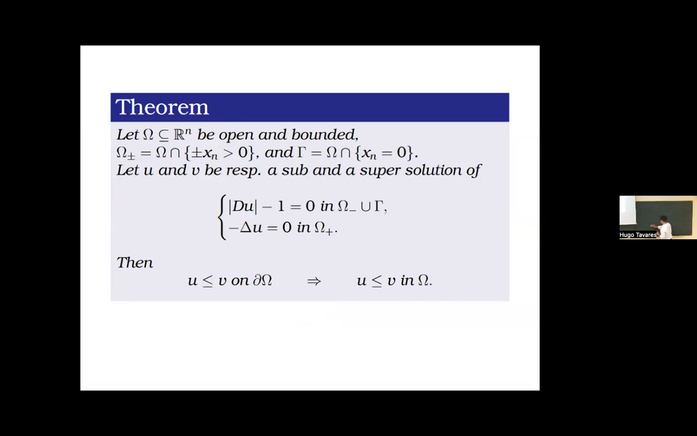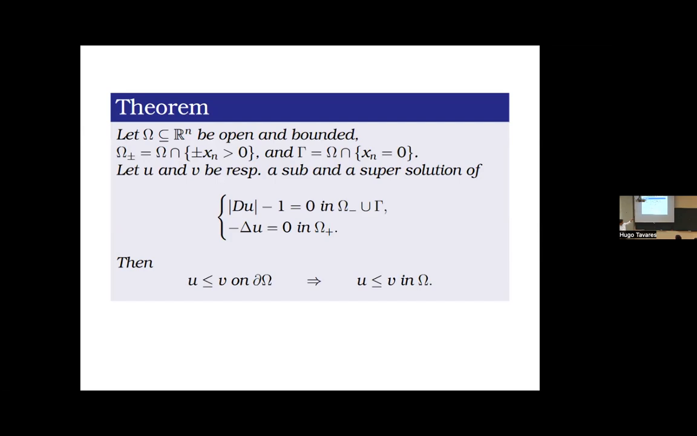It says that if you have U, a sub-solution of some elliptic equation, and V, a super solution of an elliptic equation, and if they are ordered at the boundary of your domain, then this picture is illegal. They cannot cross in the interior. This is very good because once you get a comparison principle, you get uniqueness of solutions of elliptic problems. That's what I'm trying to prove here.